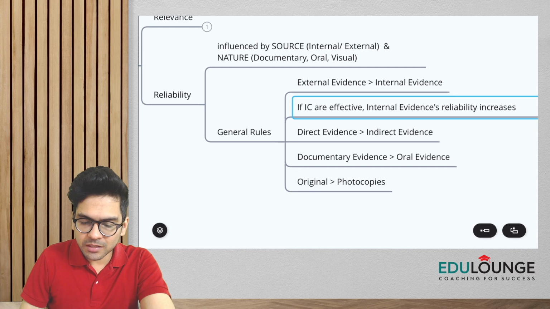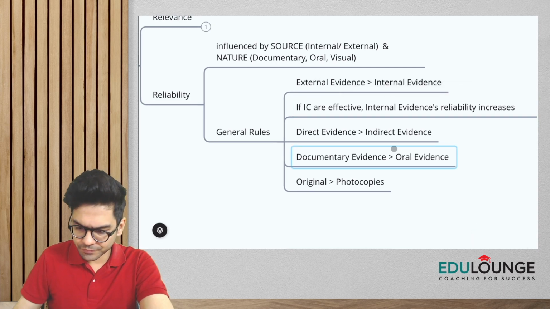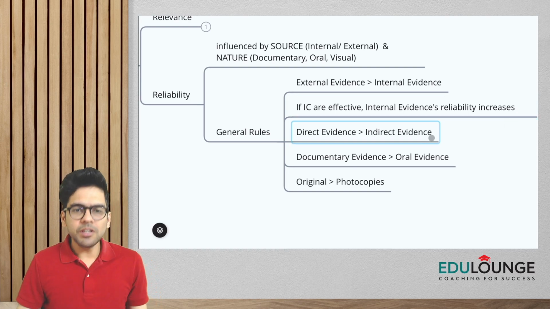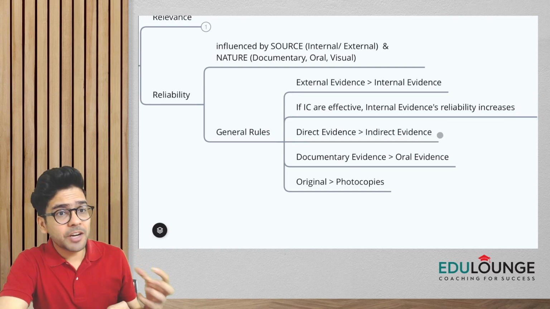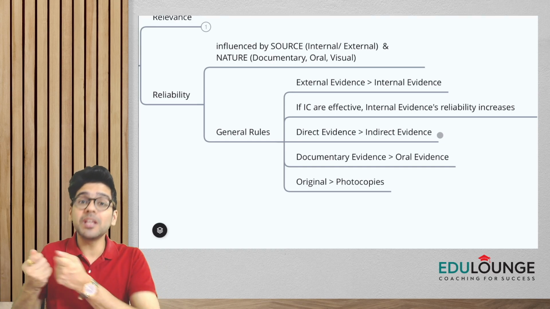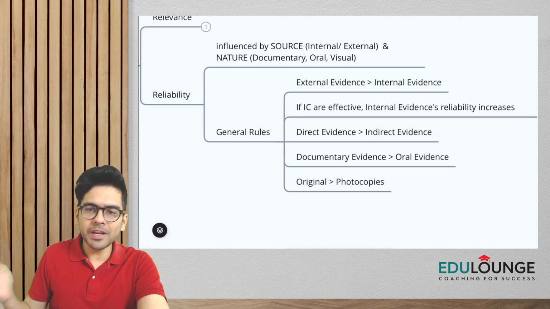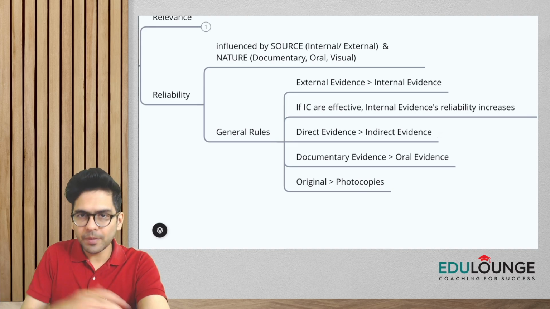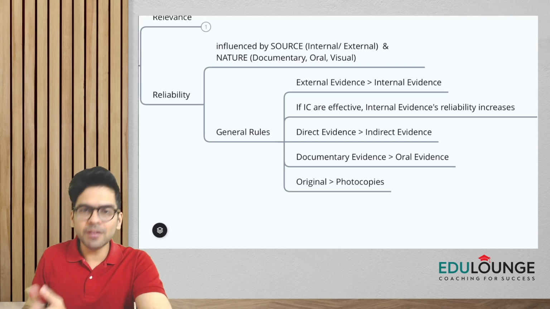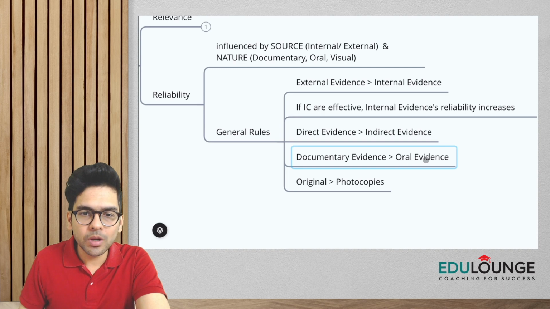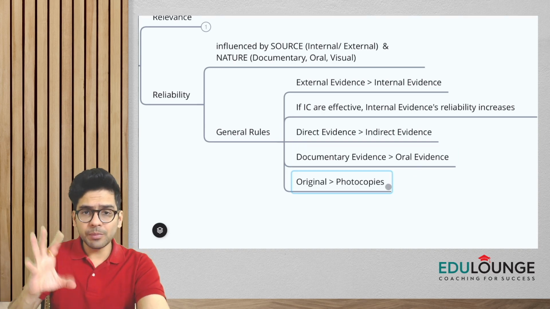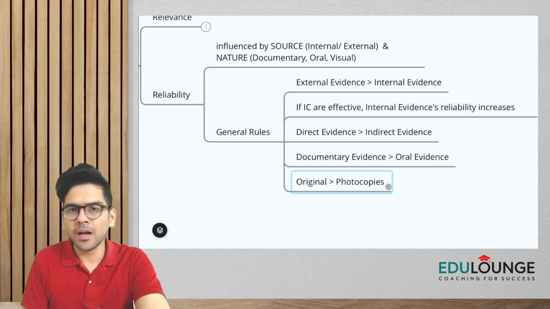So the second point says, if internal controls are effective, the internal evidence's reliability increases. Now, the third rule is basically that evidence you have obtained directly will be more reliable as compared to evidence which has been given to you by the management. So if you obtain evidence directly, as the auditor, it is going to be more reliable. Documentary evidence, written evidence, is going to be more reliable as compared to oral evidence, and originals would always be more reliable than photocopies, right? So remember these 5 rules with respect to reliability.